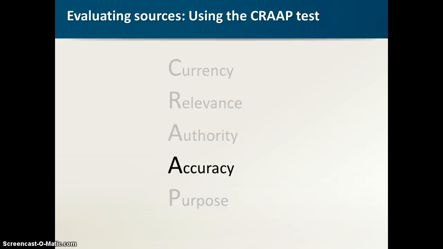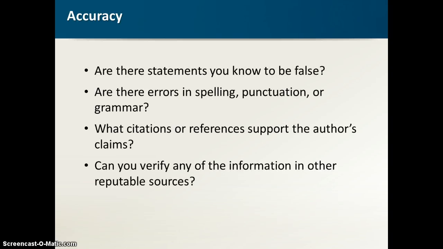So we've talked about currency, relevance, and authority. Next one we're going to talk about is accuracy. Are there statements that you know to be false, maybe from your textbook or your instructor? Are there writing errors? Do they have citations? Can you verify this information elsewhere?